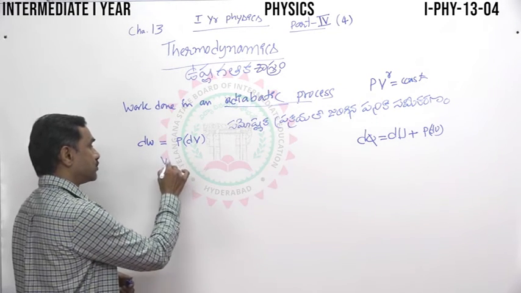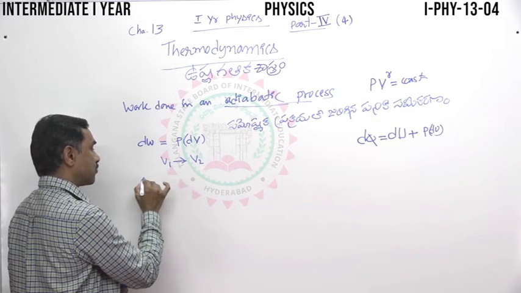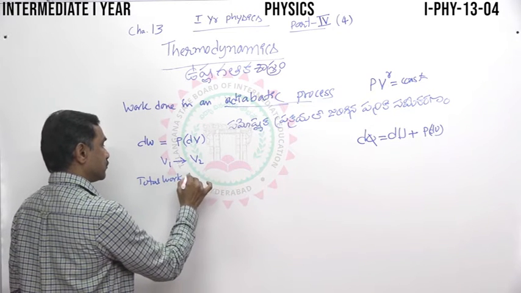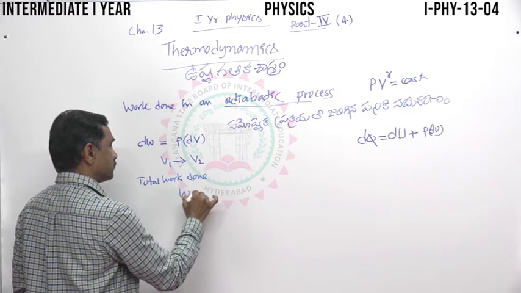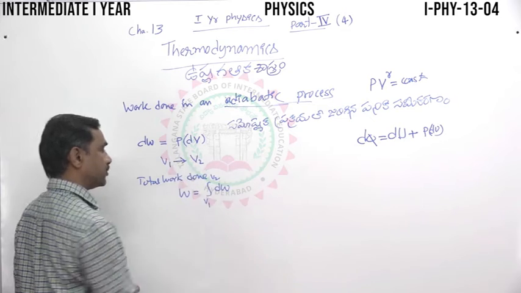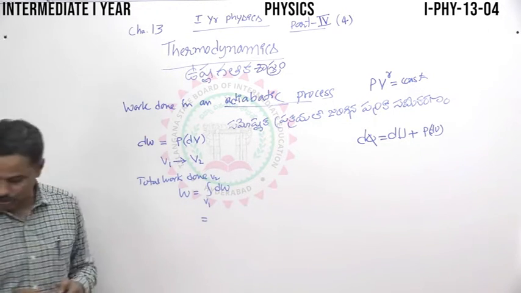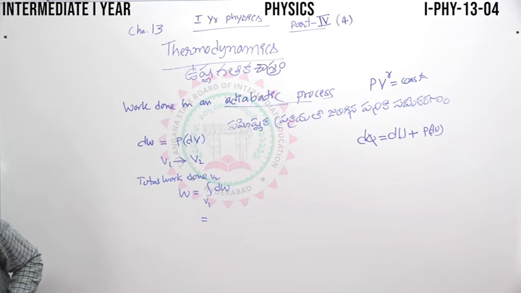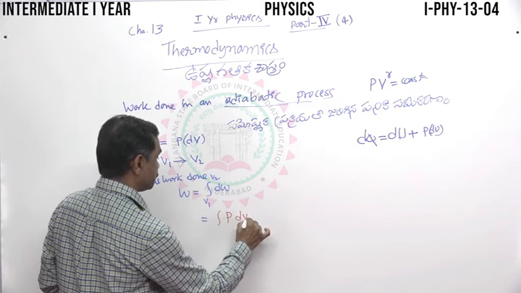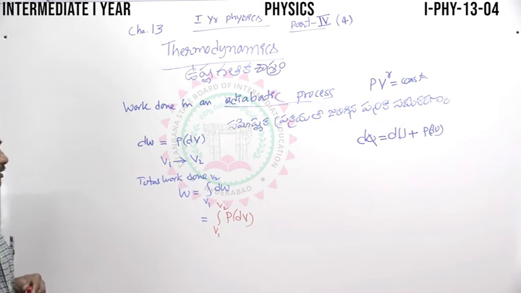Suppose the volume changes adiabatically from V1 to V2. Then the total work done in the adiabatic process is given by integrating the above expression between the limits V1 and V2. Here dW is the small work done for a small change in the volume. So dW is given by P dV between the lower limit V1 and V2.